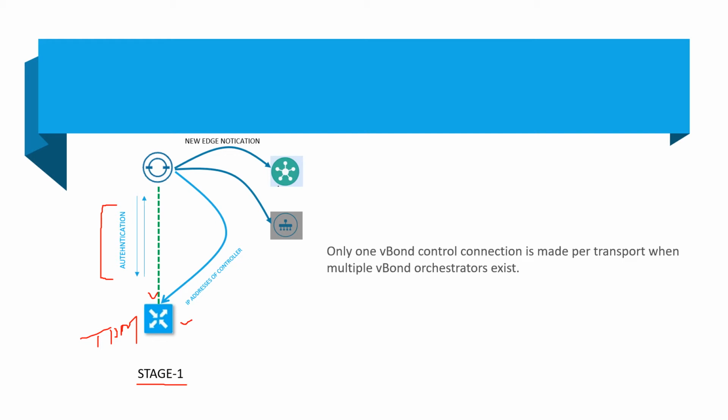So once your authentication and authorization is completed, this vBond device is going to inform the rest of the controllers that a new edge device got introduced to the network. So this notification goes to all the controllers. And in return, it is going to give you the IP addresses of the controllers. So it gives you the IP address for the vManage and all the vSmarts you have. Only one vBond control connection is made per transport when multiple vBond orchestrators exist. And we have seen that in our connection history previously.